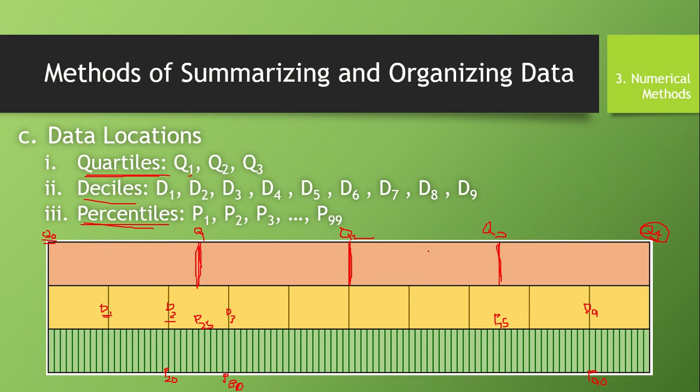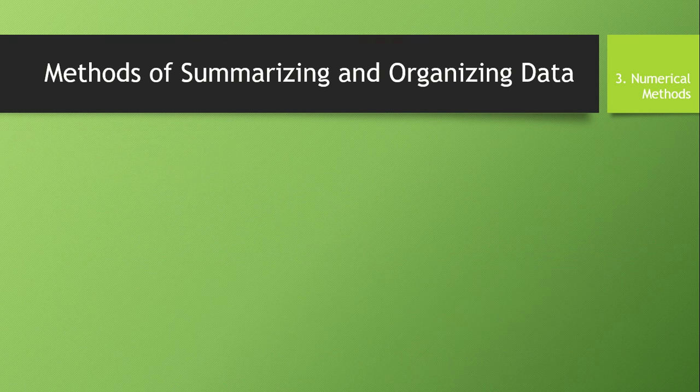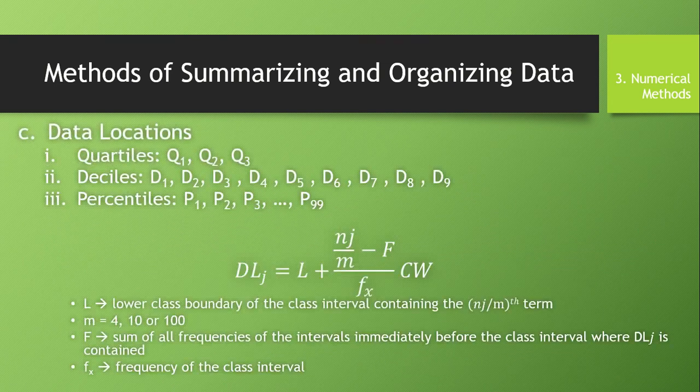But if you were given a data, especially sorted data, how do we get Q sub 1, Q sub 2, Q sub 3, or D sub 1, D sub 2, P sub 30, P sub 90? Now we will be using a general formula, that is DL sub j is equal to L plus (Nj over M minus F) all over f sub x times cw. DL sub j refers to the data location.